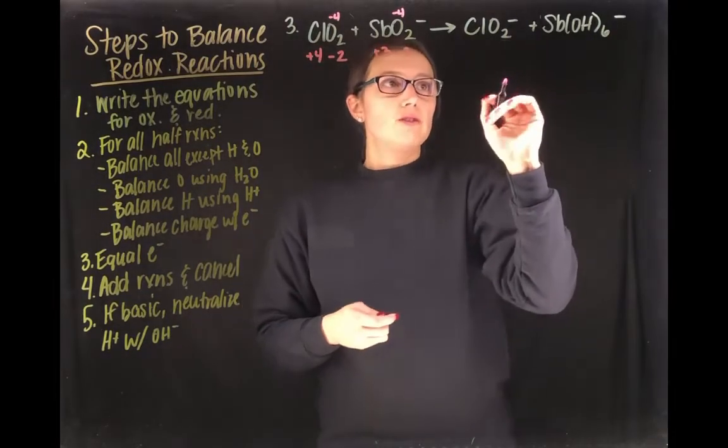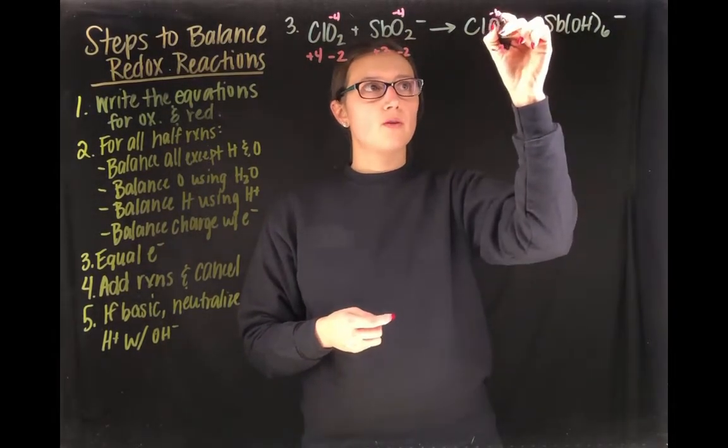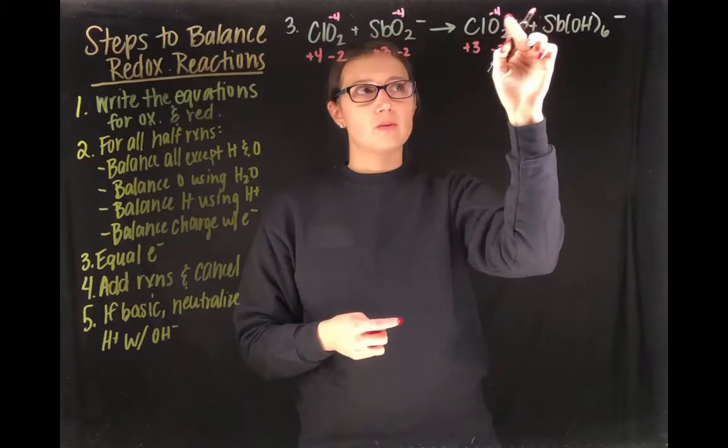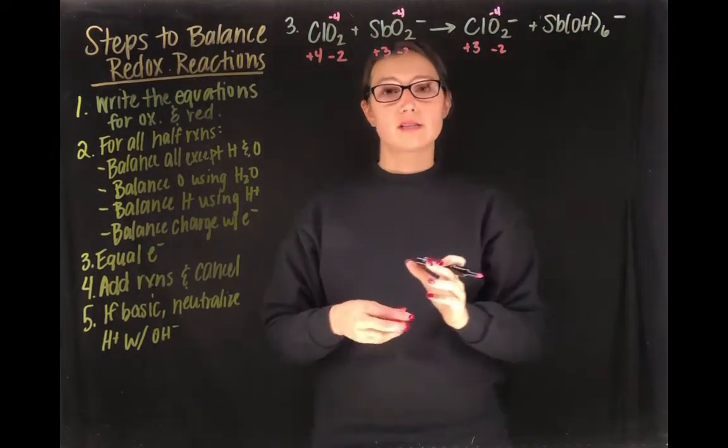Now we look at ClO2 minus. Again, each oxygen is always -2, total oxidation of -4, which means Cl must be +3 because we have to have it equal -1. And then finally we have Sb(OH)6 minus.